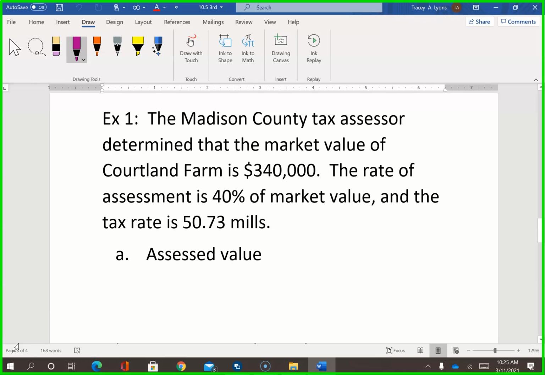Madison County tax assessor determined that the market value of Cortland Farm is $340,000. The rate of assessment is 40% of the market value. What does of mean in math? Multiply. So you already kind of have your formula without even looking at it. So 40% times the market value. So all you have to do is find out what the market value is and multiply. So the assessed value is very easy to do. We're going to take it times 40%. And that's what your taxes will be calculated from.